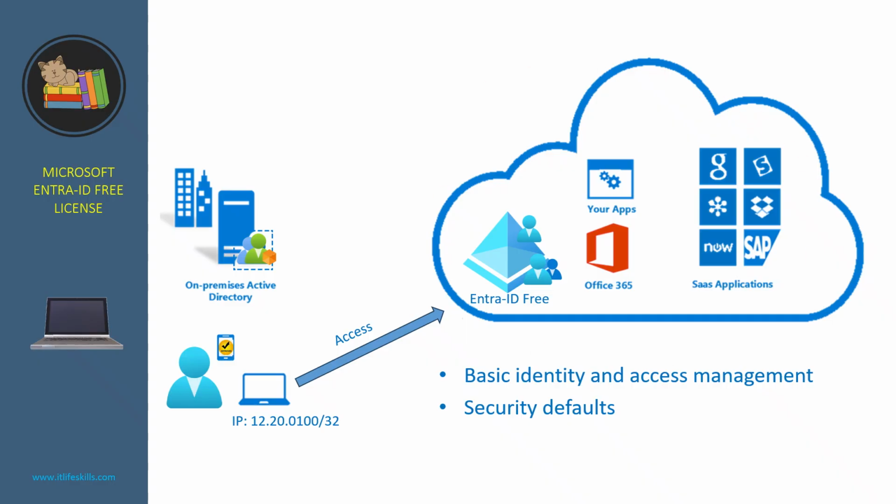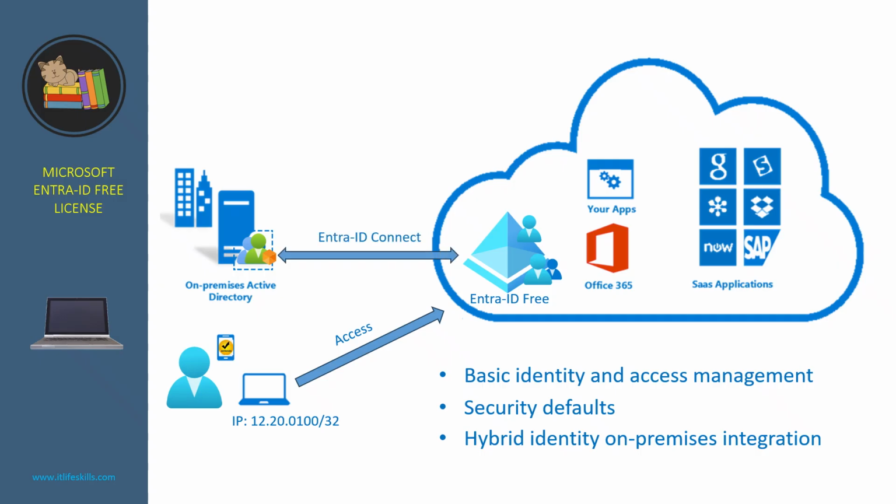Additionally, with the free Entra ID license, you can enable hybrid identity on-premises integration by setting up the Entra ID Connect to synchronize the users and groups from on-prem Active Directory to Entra ID like this. The users and the groups from on-prem Active Directories now can be used to grant access to Azure apps, and then they can log on to Entra ID and access Azure apps as the ones created in Azure.